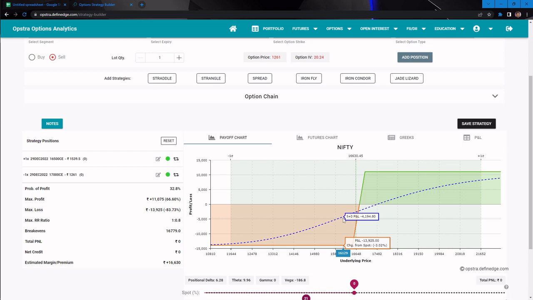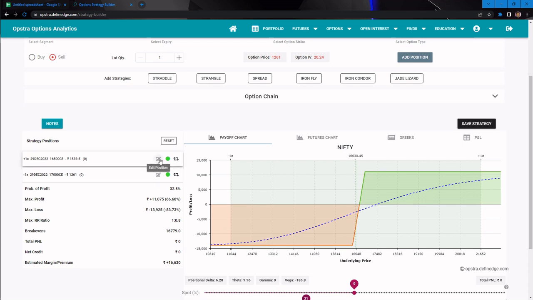At that time your loss will be very small. But if you are holding, you have to hold at least for your 1:1. Assume your 1:1 comes around 17,000 or 17,800, then you have to wait till that time. Your loss or profit will depend on how long you are holding this trade.